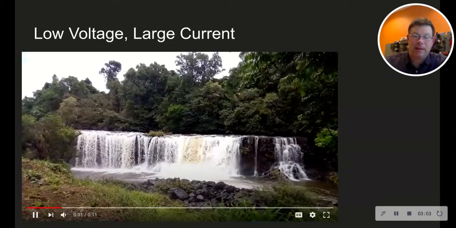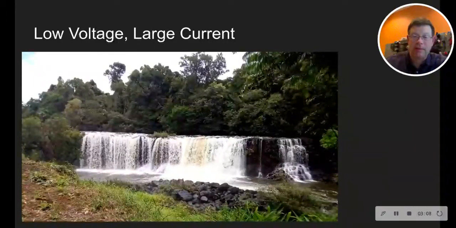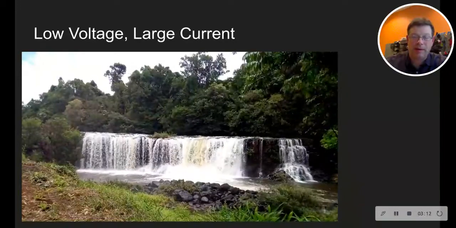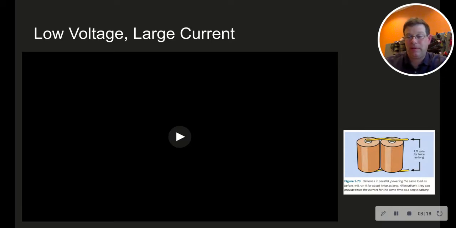Here is yet a different situation. This would be low voltage, but a large current. A rapidly flowing river, wide, lots of water coming through, but not dropping very much at all. And that would be similar to the situation shown here on the right, which is batteries stacked not vertically, but horizontally, to give you either greater current or to provide a given amount of charge over a longer period of time.